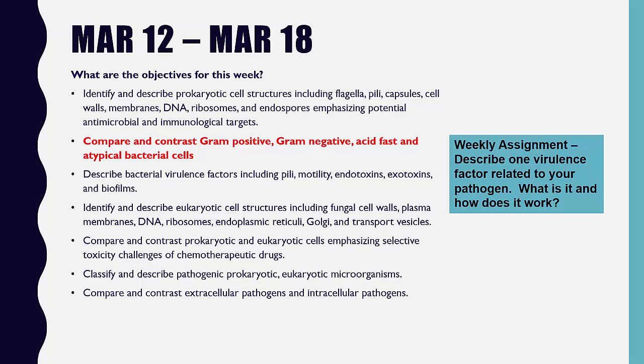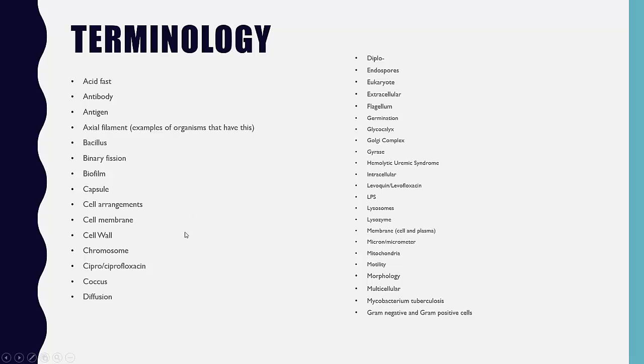These are the objectives for the week. I have a particular objective that I wanted to point out: compare and contrast gram positives, gram negatives, acid fasts, and atypical bacterial cells. So this is rather important. And this week's assignment has to do with describing a virulence factor that is related to your pathogen. And if you're wondering, what is a virulence factor? Okay, well, we will get there. Actually, that has to do with the next objective down the line, to be honest. So we will get there.